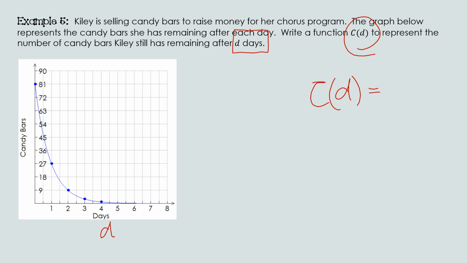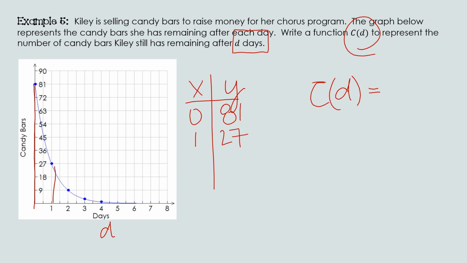This one has a line on it because this is called continuous. So she's selling candy bars throughout the day, so it's decreasing throughout the day, but we are just collecting that data point at the end of each day, okay? So I do have my y-intercept in this case. My first point is at 81. Then after 1 day, they sold 54, or they had 27 remaining. After 2 days, 9 remaining.